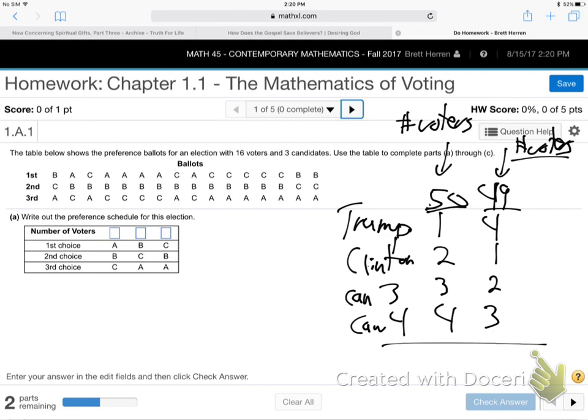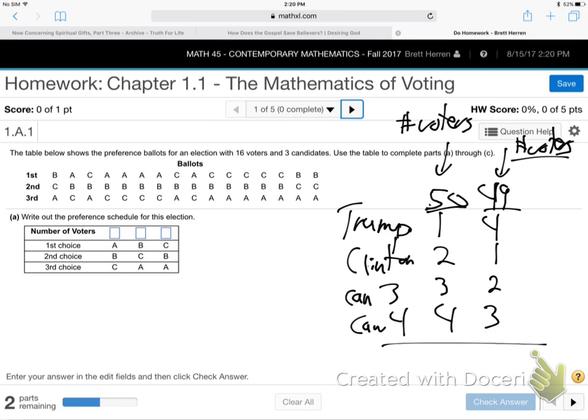Well, Trump would, because all we care about in our system is who do you like best. We don't even ask your second, third, fourth. All we would look at is how many first place for Trump? 50. How many first place for Clinton? 49, right? 49 people put her first. So who wins? Trump. Done.